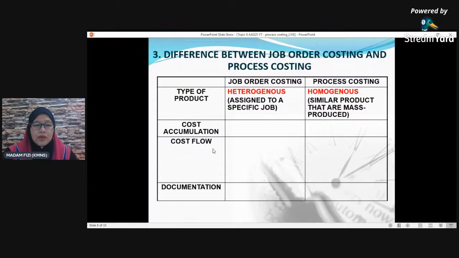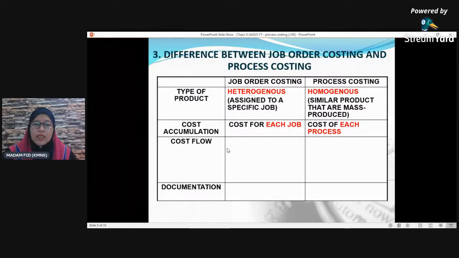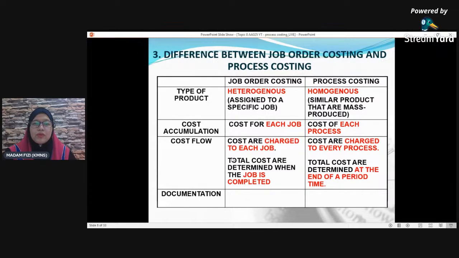Okay, for cost accumulation, for job order costing, costs are accumulated for each job. But for process costing, costs are accumulated for each process. Okay, and how about the cost flow? For job order costing, costs are charged to each job. And bila dia are charged, total costs are determined when the job is completed.